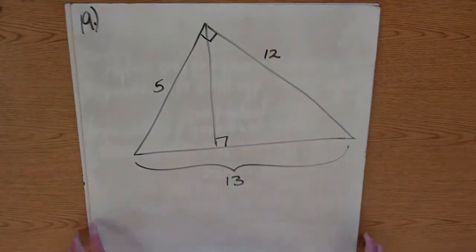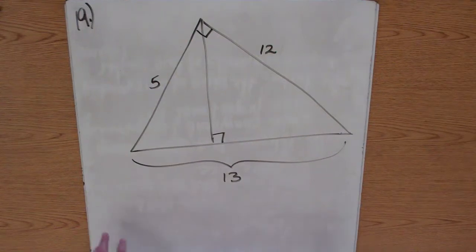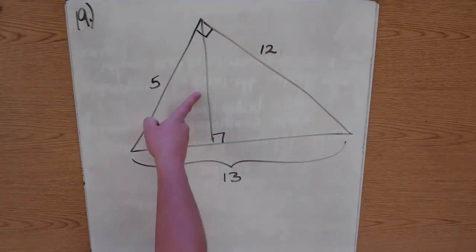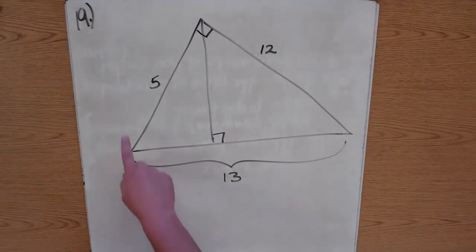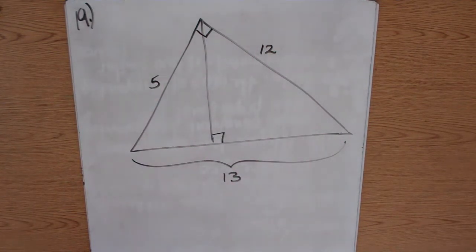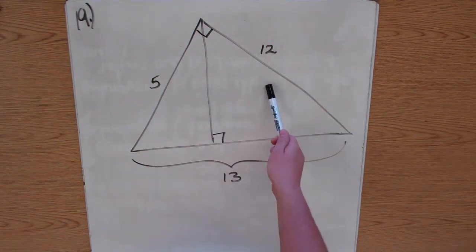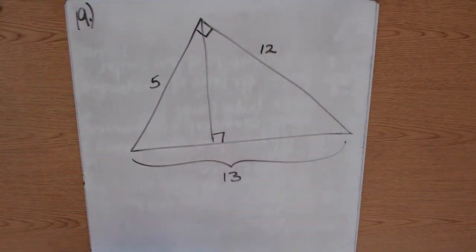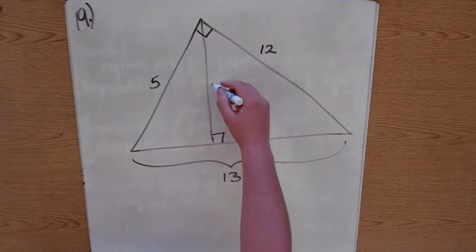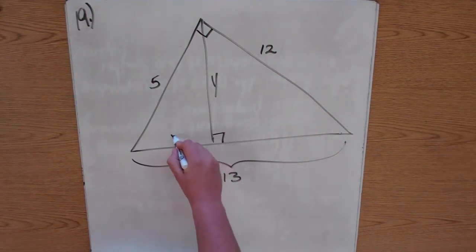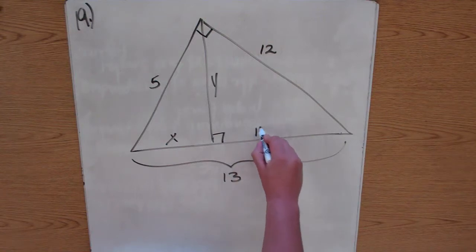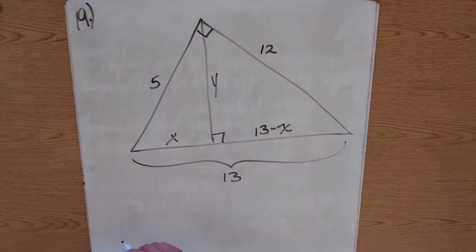Number 19. Number 19 says, find the length of the altitude, which is this line out here, to the hypotenuse of a right triangle who has sides 5, 12, and 13. Now, the 5 is the short side, 12 is the long side, 13 is the hypotenuse. Alright, so we're going to call this y. We need to find variable y. So, how I would start this out? I would start out calling this x, which means this side is going to be 13 minus x.